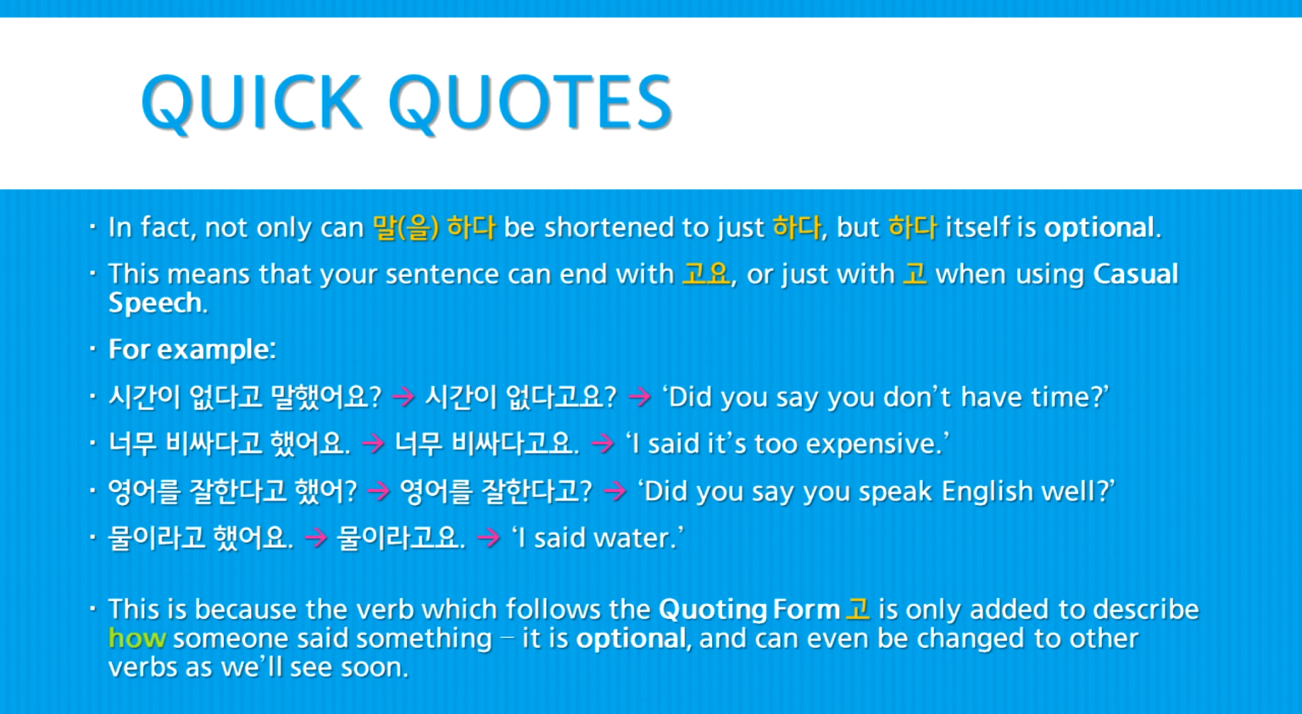너무 비싸다고 했어요. This could become 너무 비싸다고요. I said it's too expensive. 영어를 잘한다고 했어? This could become 영어를 잘한다고? Did you say you speak English well? 물이라고 했어요. This could become 물이라고요. I said water. And this is because the verb that follows the quoting form 고 is only added just to describe how someone said something. It's completely optional and can even be changed to other verbs, as we'll see soon.